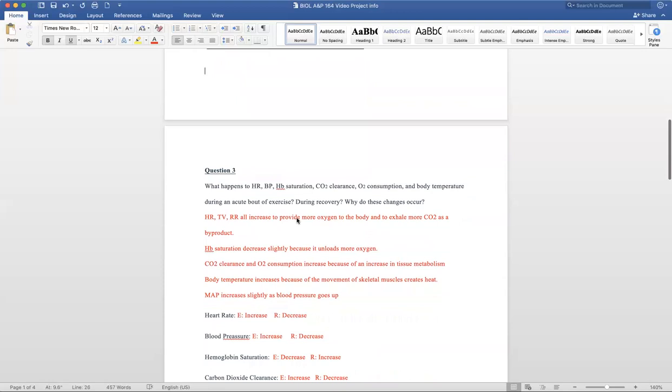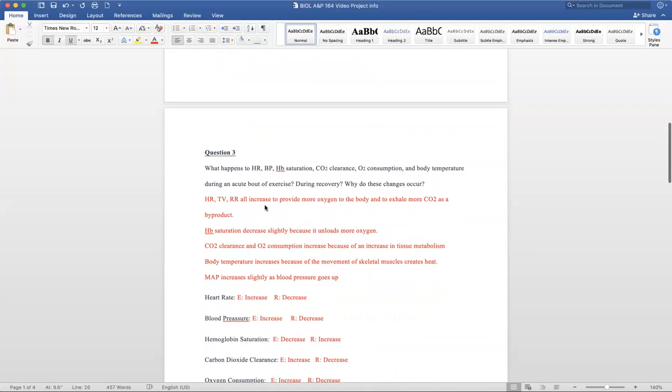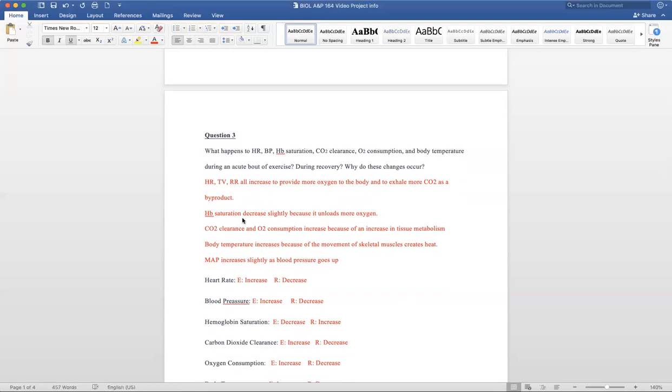Question three. What happens to heart rate, blood pressure, hemoglobin saturation, carbon dioxide clearance, oxygen consumption, and body temperature during an acute bout of exercise, during recovery, and why do these changes occur? So, heart rate, tidal volume, and respiratory rate all increase to provide more oxygen to the body and to exhale more carbon dioxide as a byproduct. The hemoglobin saturation decreases slightly because it unloads more oxygen, as in it gets rid of more oxygen from the body because your muscles need it.